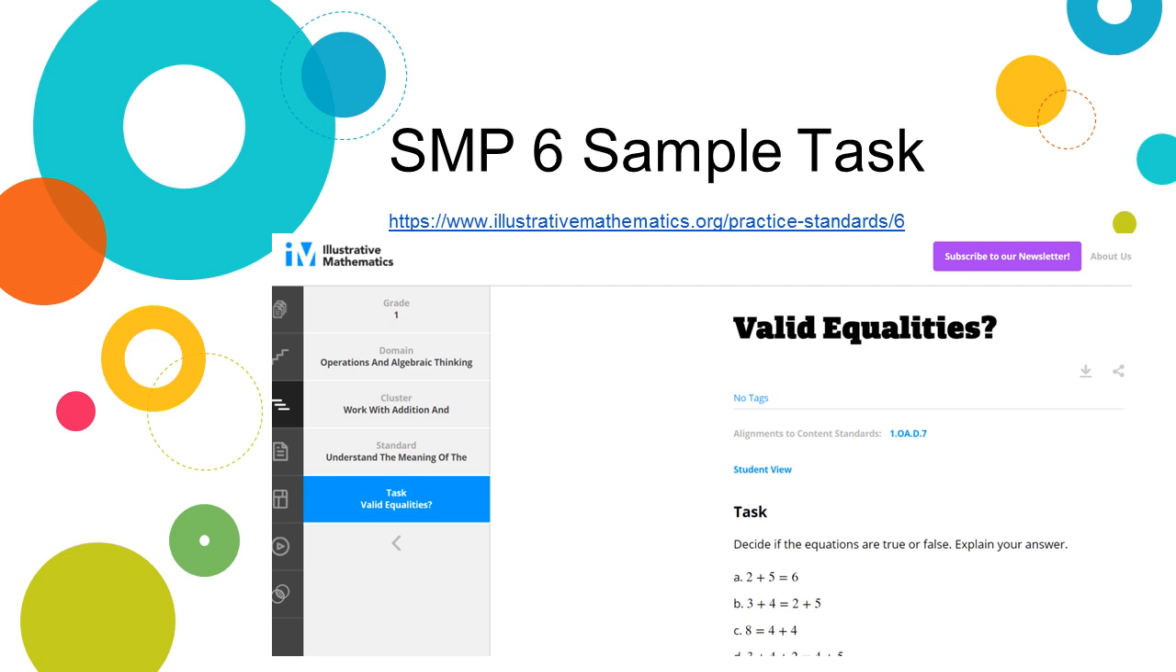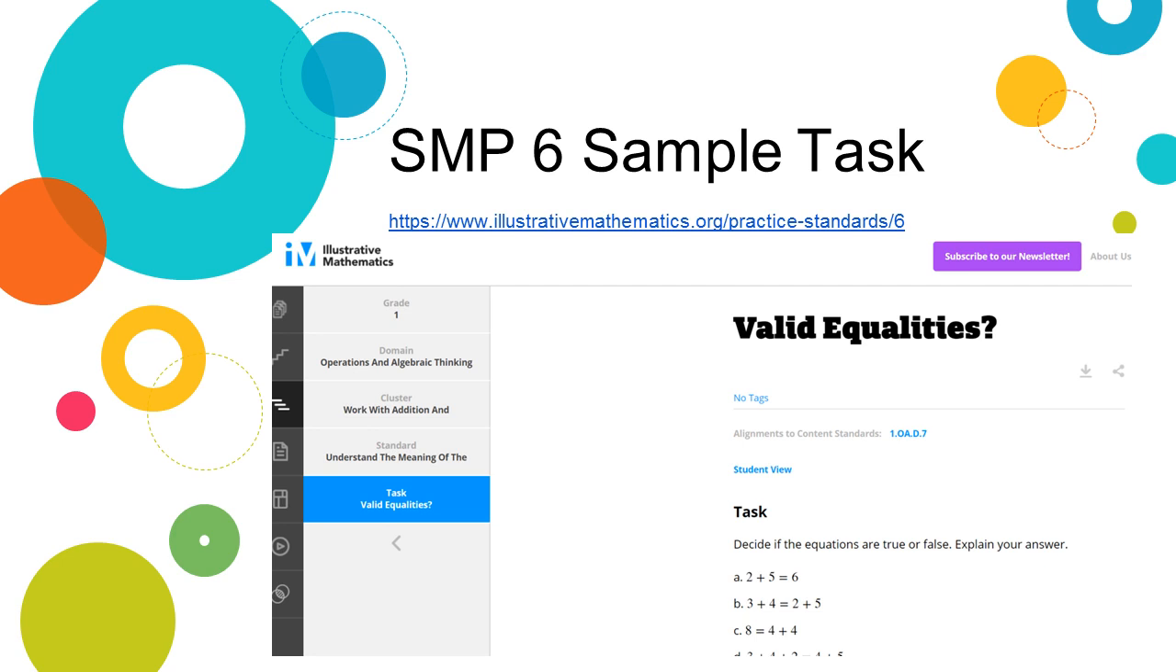So again, I've chosen a sample task from the Illustrative Mathematics website, and you can see that link there, illustrativemathematics.org. And if you go to the /practice-standards, you can see these tasks. The purpose of this task, called Valid Equalities for first graders, is to help broaden and deepen students' understanding of the equal sign and of equality.